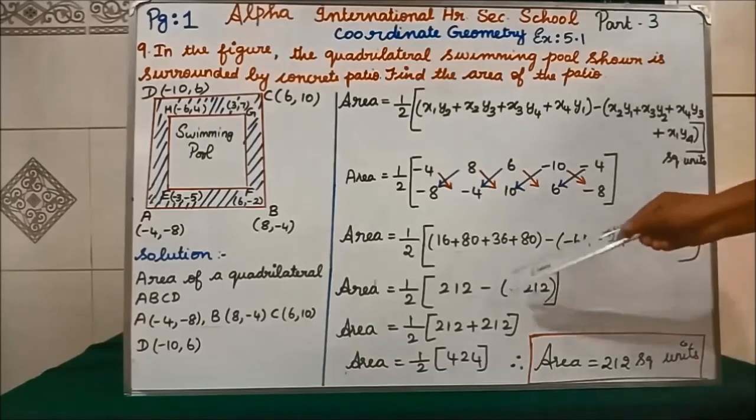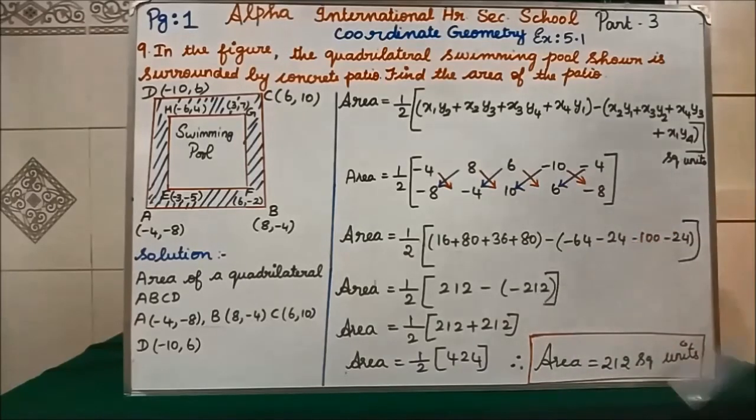The next step, this minus will become plus. So 212 plus 212 is 424. If you cancel with 2, it means we are getting area equal to 212 square units. Here we have found the outer quadrilateral area. Now we are going to find the inner EFGH quadrilateral.